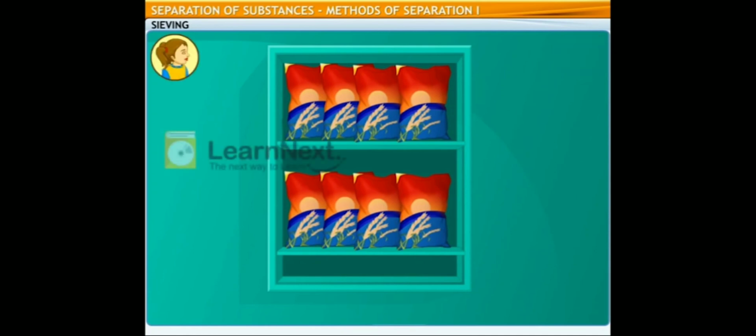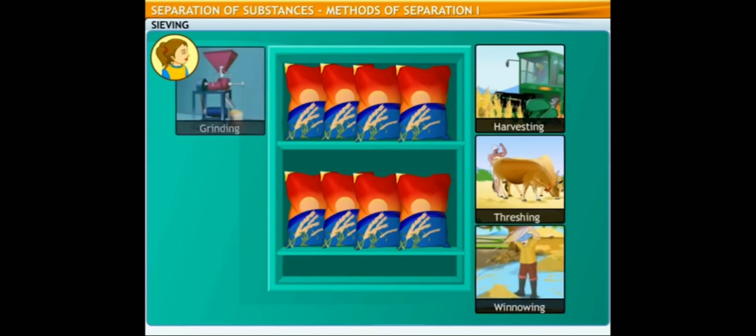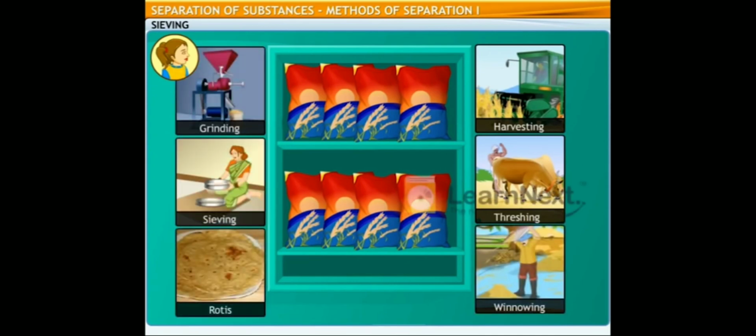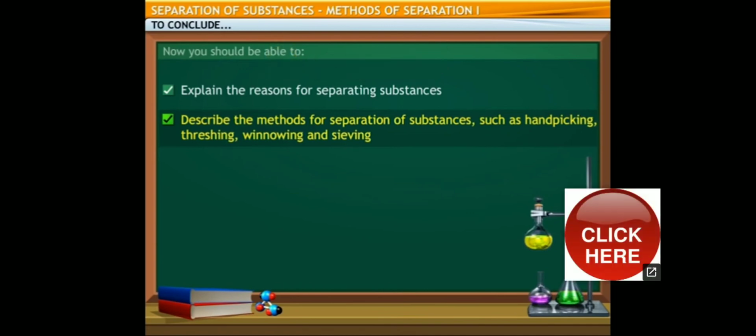I didn't know so many steps have to be completed before we got to eat our rotis. Harvesting, threshing, winnowing, grinding, and sieving. In this lesson, you learnt about various methods of separation. Now, you should be able to explain the reasons for separating substances. You will also be able to describe the methods for separation of substances, such as hand picking, threshing, winnowing, and sieving.